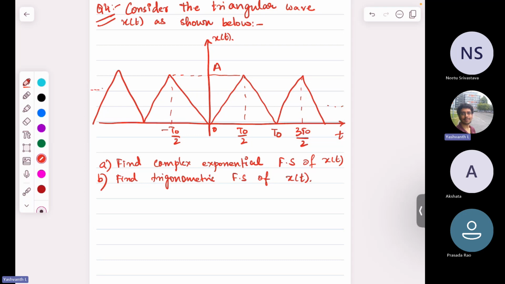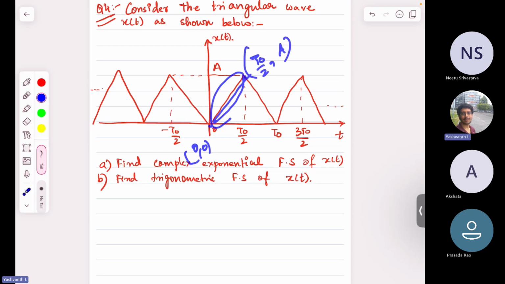Again, one direct, naive way to do this is to go back to the expression for ck and compute the integral under this curve. First of all, you need to find the expression for this line. This is nothing but 0, 0. This is nothing but t naught by 2, a. Find the equation of this line. Similarly, find the equation of this line. Write x of t in terms of the split function, and then use this in the ck integration expression, and keep proceeding. That's a mathematically laborious way to do it. That is one way to solve the problem.